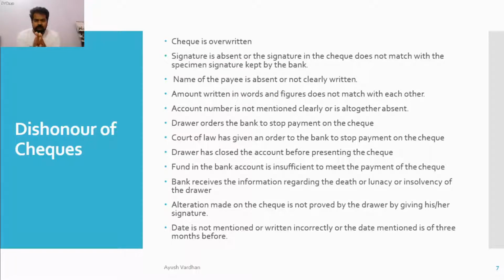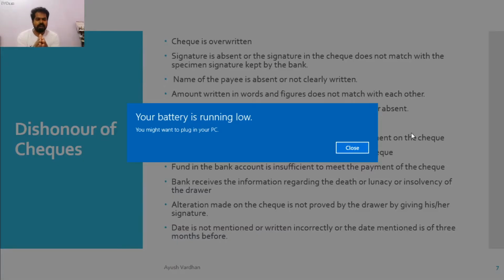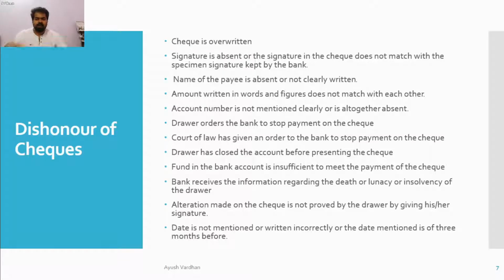Then again, there is insufficient funds. You don't have much money, or the fund is insufficient in your account, and you have issued a check that is larger than the amount that you have in the bank account. Or the bank receives information regarding death or insolvency of the drawer. Sometimes what happens is the bank gets information that this person has already died. So in that condition, the bank cannot make the payment.